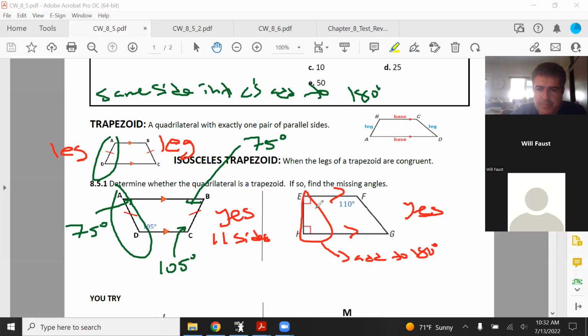Then here, if that's 110, that's 70 right here. These have to add to 180 also, or everything else up to 360. You have 90, 90, 110, that's 290, so you have 70. Okay. So you guys try.